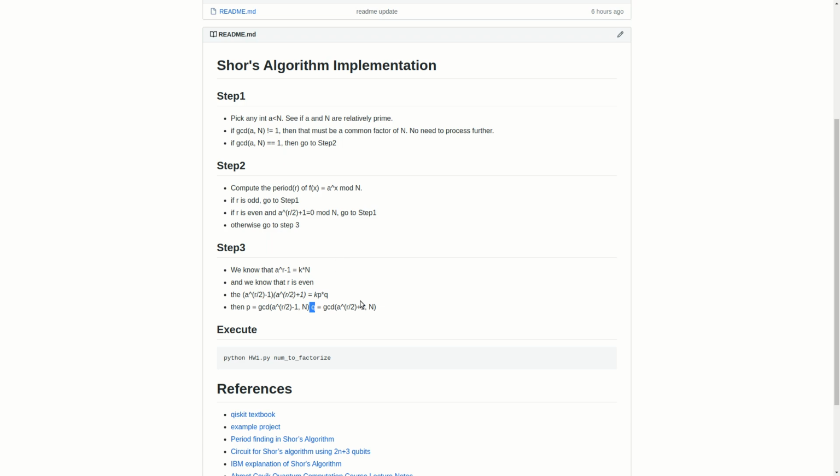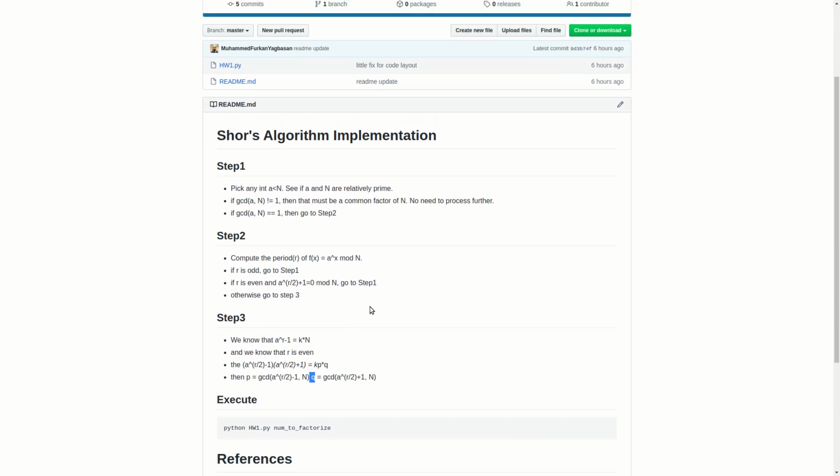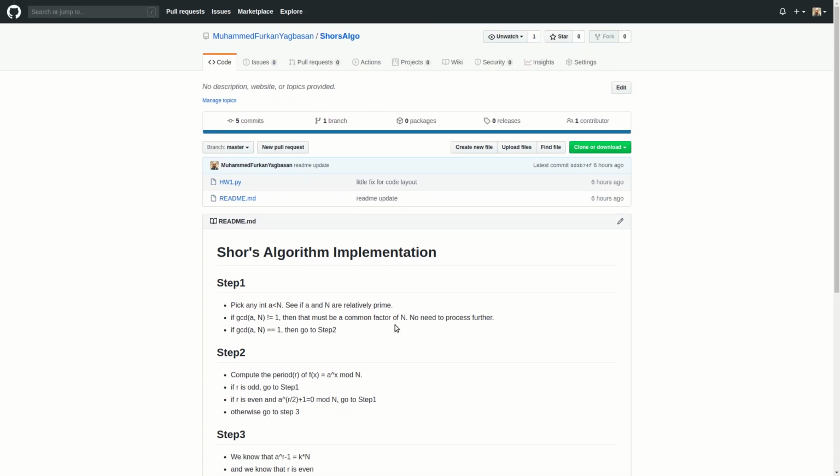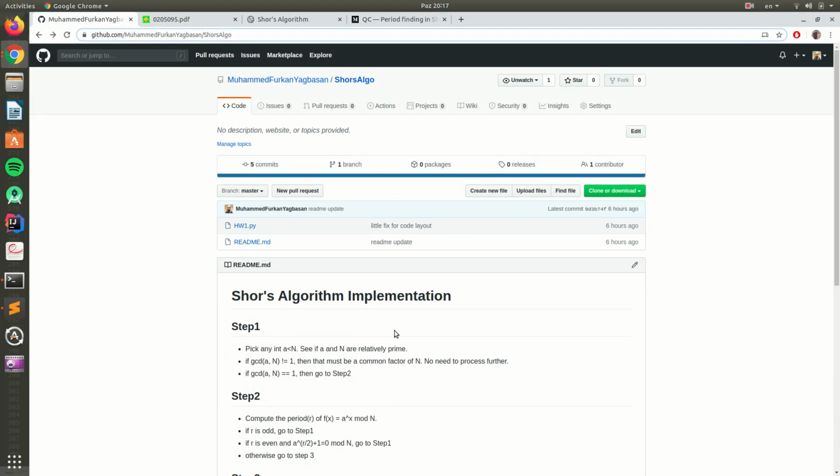As you can see, Shor's algorithm is a straightforward algorithm, at least for the classical part. But the challenge is in here, find the period of the function. This part can be solved in exponential time in classical computers, but for quantum computers, it is solvable in polynomial time. So let's see the code.